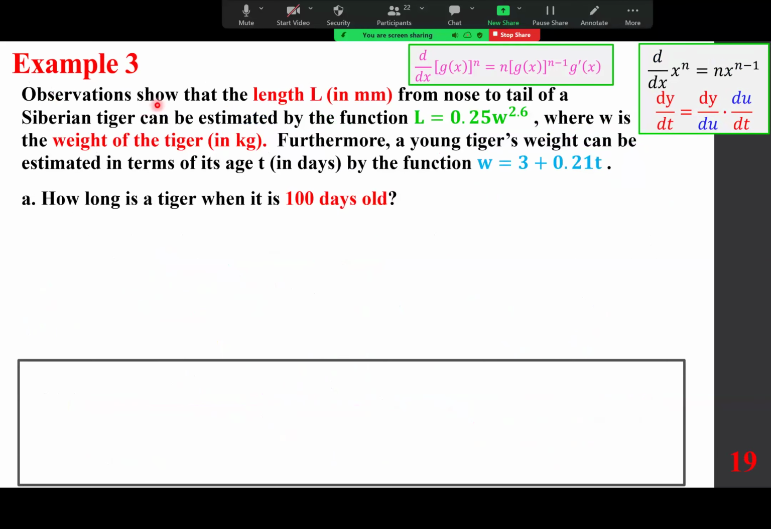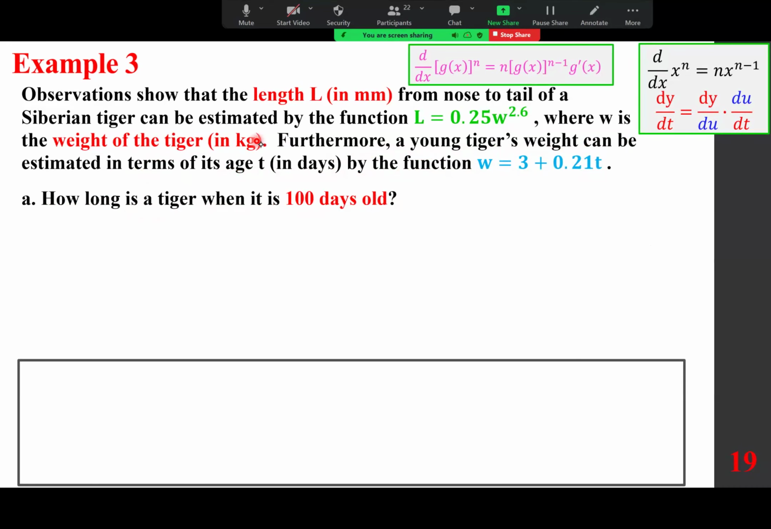Example 3. Observations show that the length L in millimeters from nose to tail of a Siberian tiger can be estimated by the function L equals 0.25 W to the power of 2.6, where W is the weight of the tiger in kilograms. Furthermore, a young tiger's weight can be estimated in terms of its age t in days by the function W equals 3 plus 0.21t. How long is the tiger when it's 100 days old? Of course, a kilogram is about 2.2 pounds.